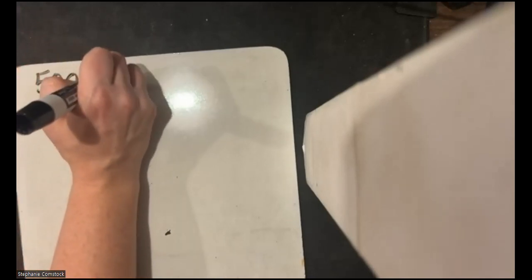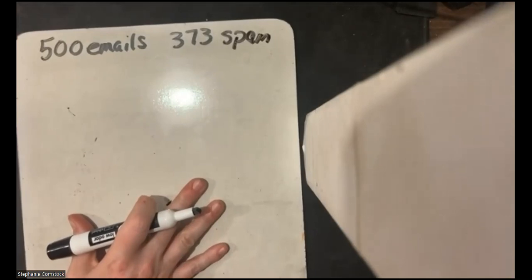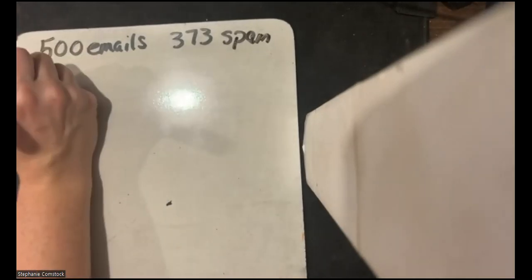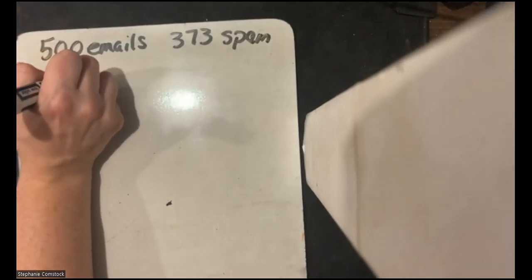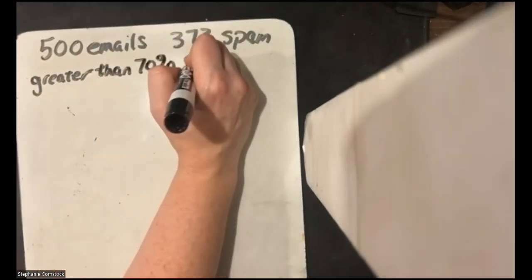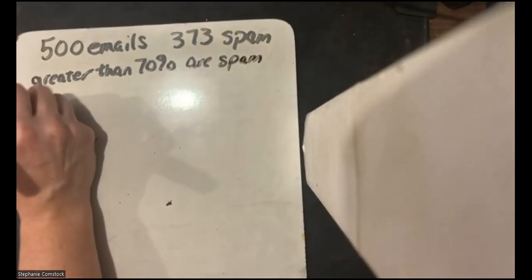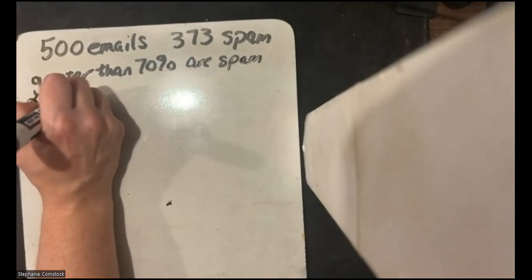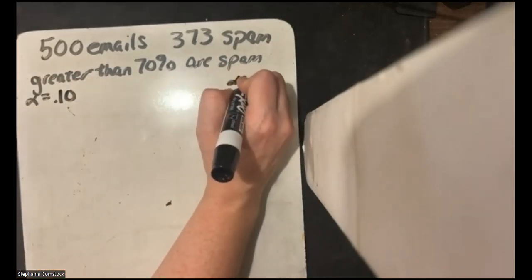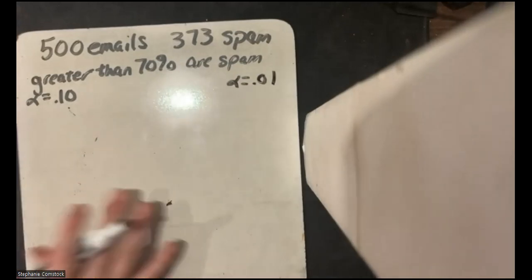We have 500 emails received at an email server and finds that 373 were spam. Now, can we conclude that greater than 70% are spam? And they want us to utilize alpha is 0.10, and then separately we'll do one at the 0.01 level. So we'll do both of these separately. I'll draw two different things.